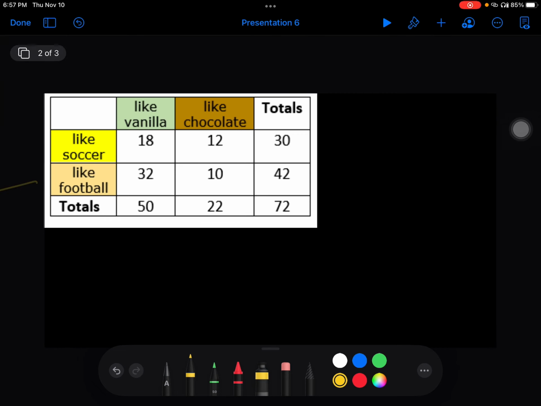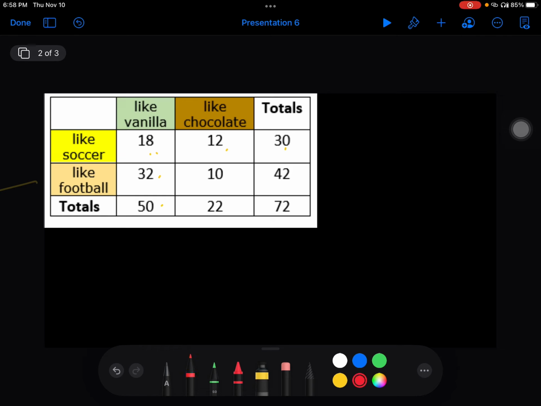And so we've got people who like soccer, who like football, who like vanilla, and who like chocolate. And then again, two-way tables work two different ways. We've got rows and we've got columns, adding from top to bottom and left to right. They always add up. So 18 plus 32 is 50, 18 plus 12 is 30, and so on.